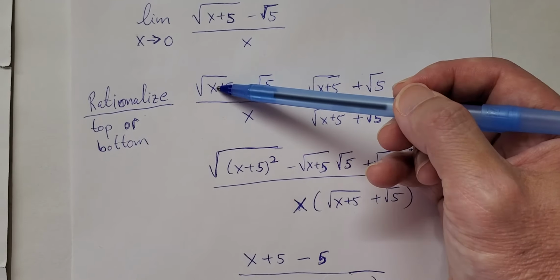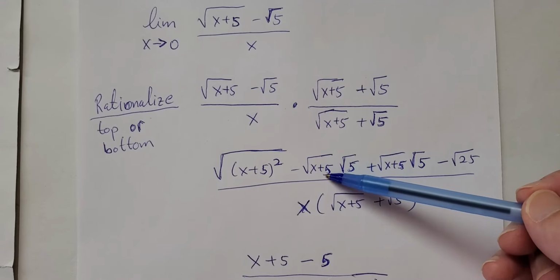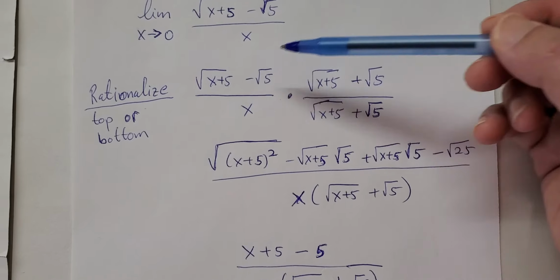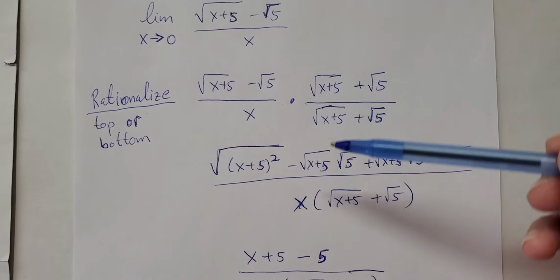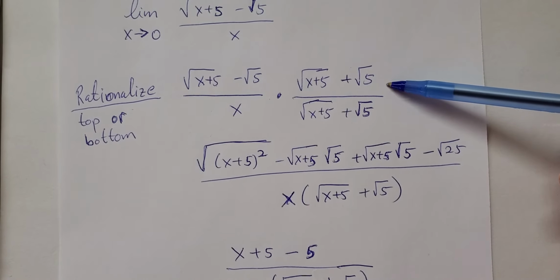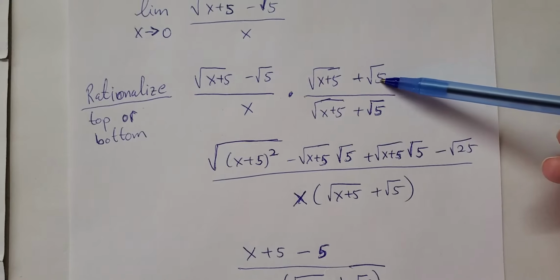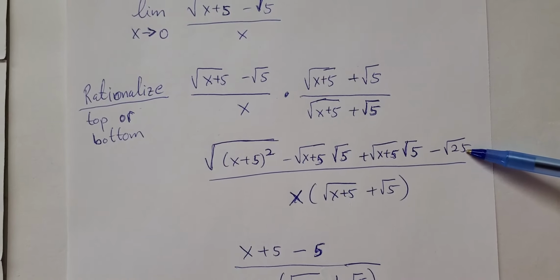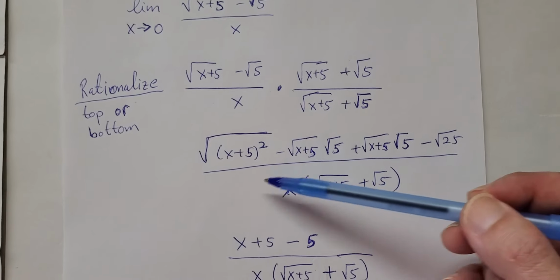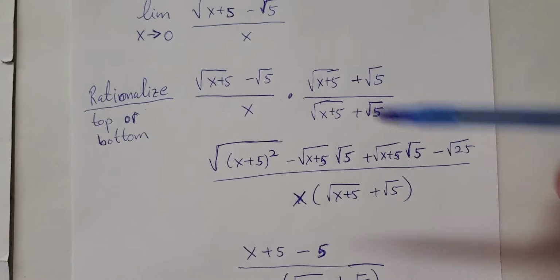Square root of x plus 5 times plus square root of 5 will give me this, over here. And then minus square root of 5 times square root of x plus 5 is over here. Now minus times plus, square root 5 times square root 5, so 5 times 5 will be square root of 25. And in the bottom, just put them together. Do not multiply the bottom.